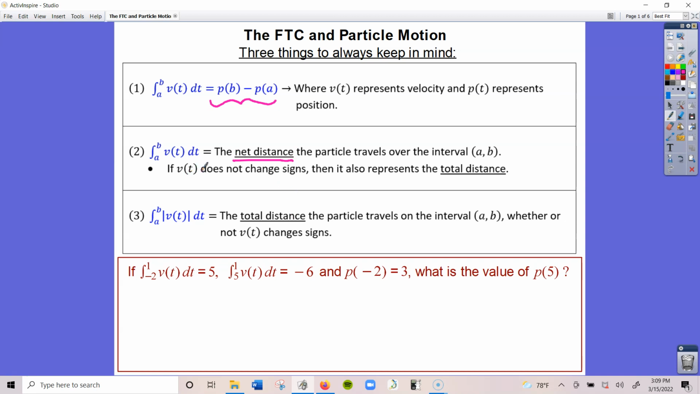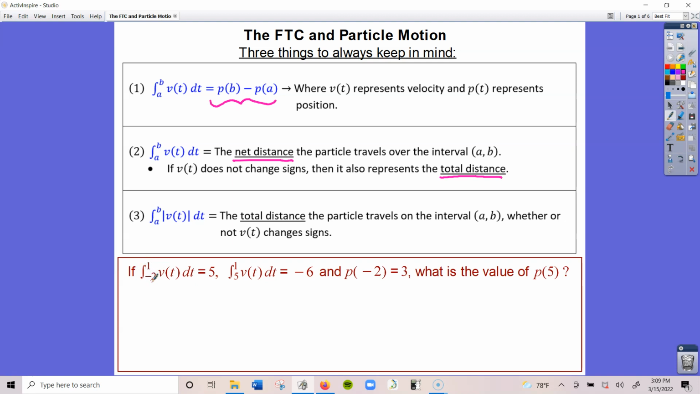If your velocity never changes signs, then it also would represent your total distance. However, when we integrate the absolute value of velocity, then this is going to equal the total distance, whether or not velocity changes signs. So let's build on these three things to keep in mind. Let's look at a sample question relating integration and velocity.